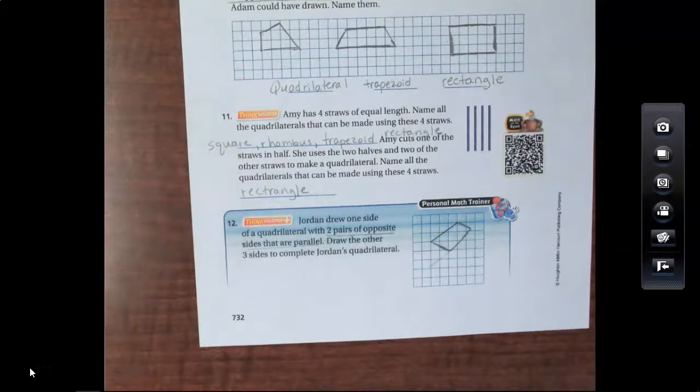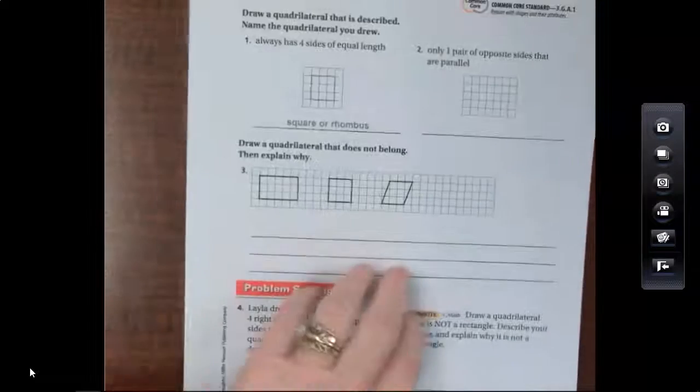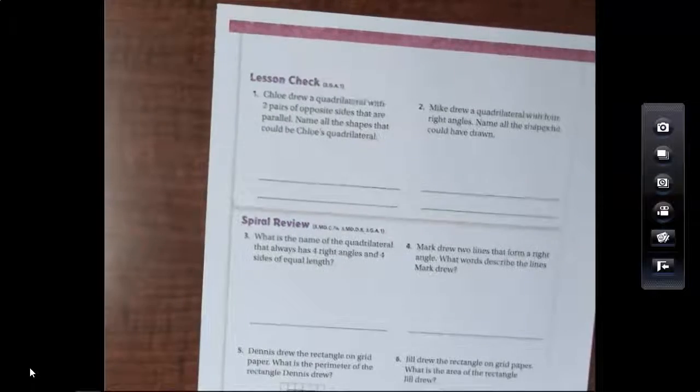Okay, boys and girls? Now you're going to do some on your own. You're going to do page 733, and you'll do 734 on your own, and then do the puzzle piece, of course, on Schoology.